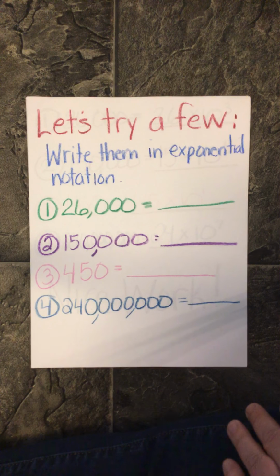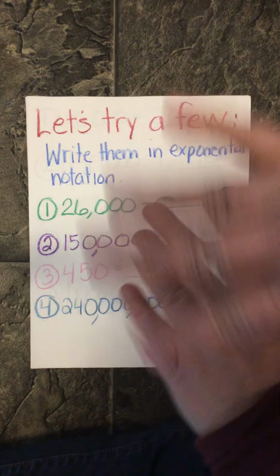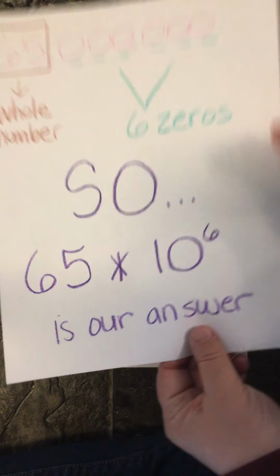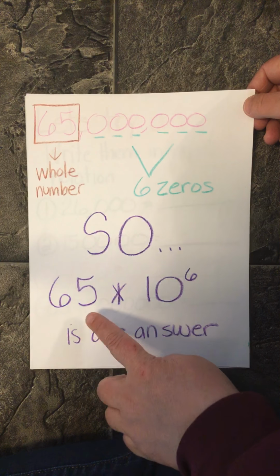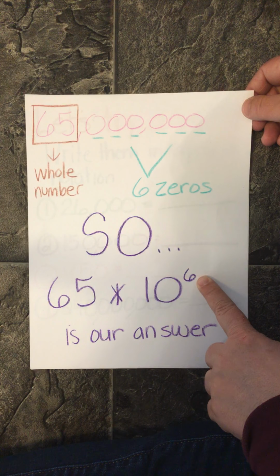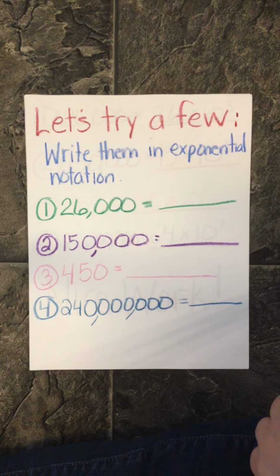Let's try a few problems on our own. So I would like you to pause the video and write these problems in exponential notation. Remember, you want to find the whole number, count the number of zeros, and use that number as your exponent. Okay, try these 4 problems on your own.